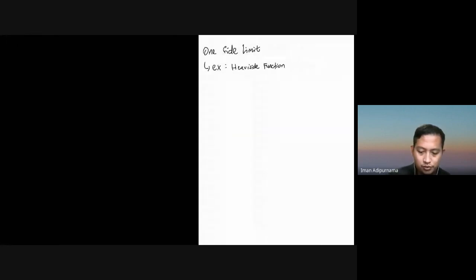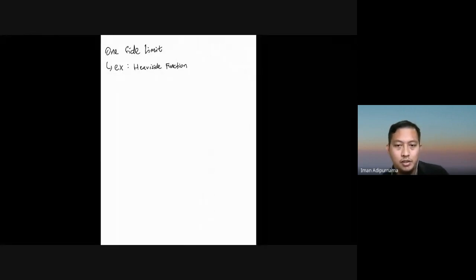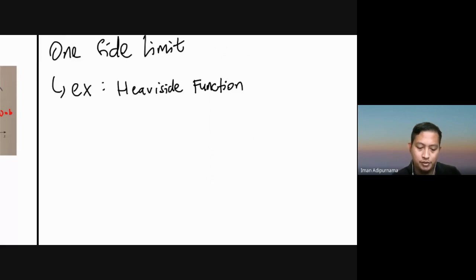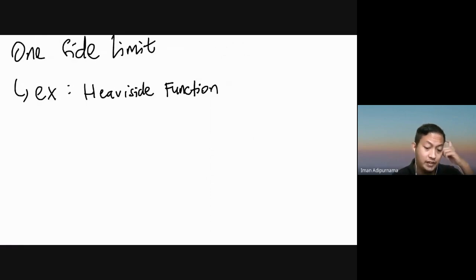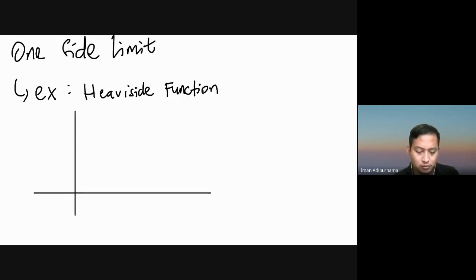Let's move on to one-sided limit. Here is the example. It's the Heaviside function. Let me draw the function first. It's actually not really that complex a function. This is just showing you what the function is. This is 1. This is y and x and 0.